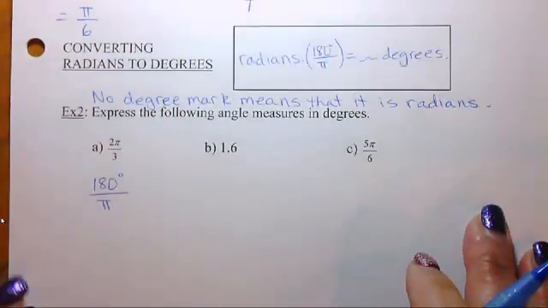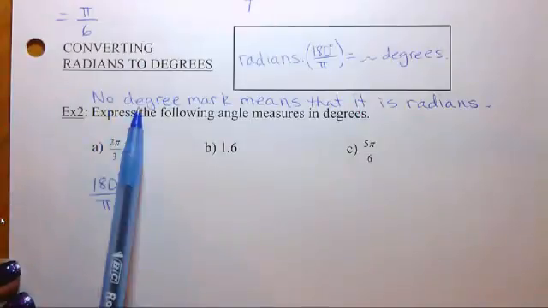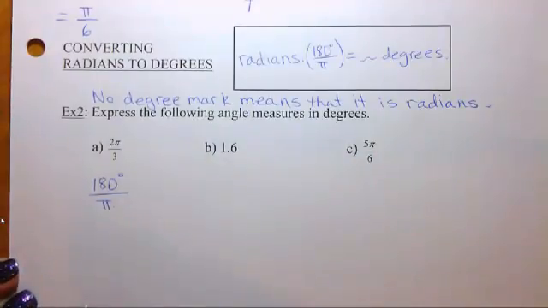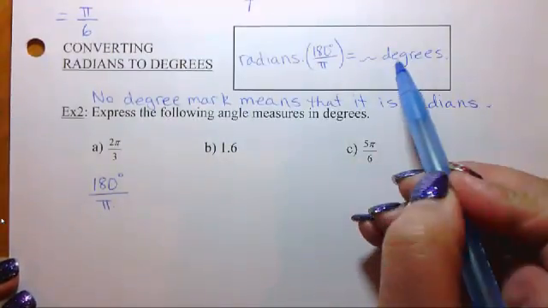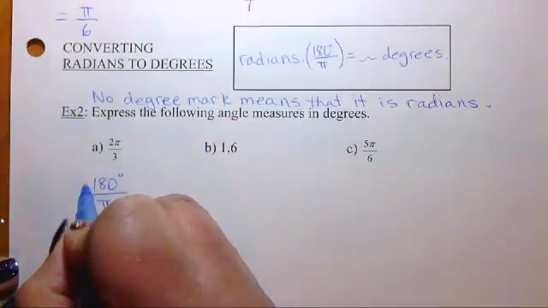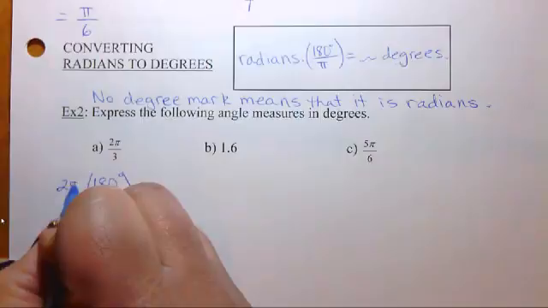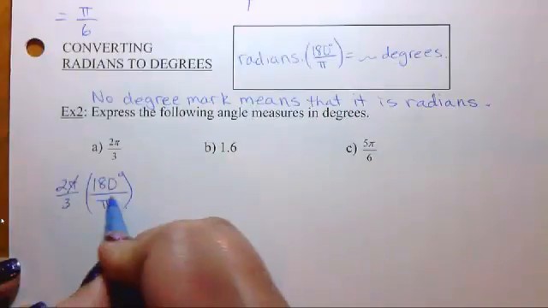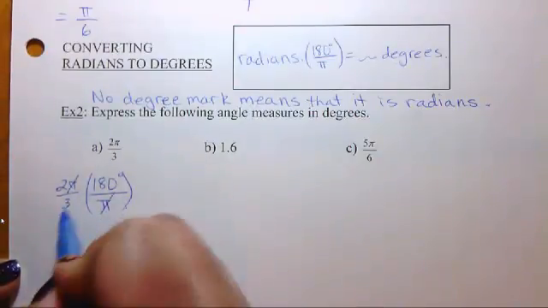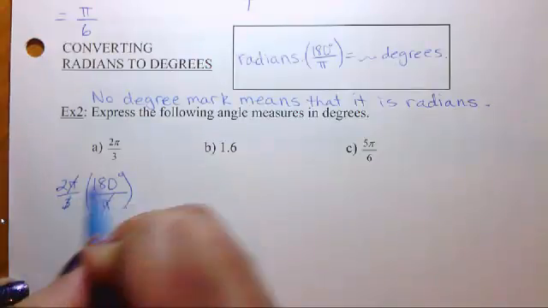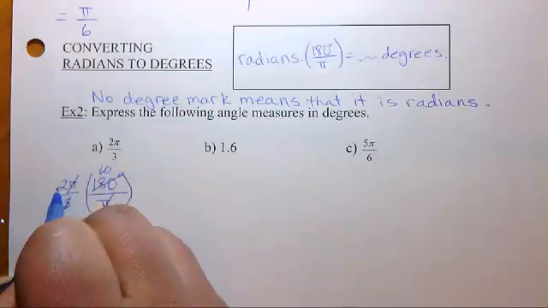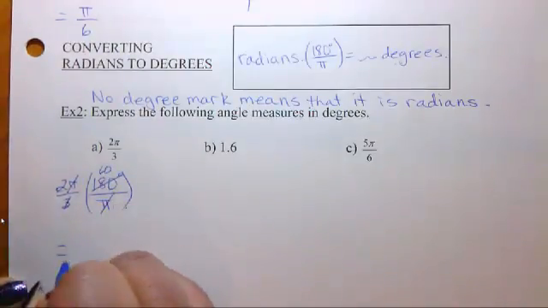Converting radians to degrees. Note when there isn't a degree mark on the number, so you see here there are no degrees, that means it's already in radians. Here we want to convert it to degrees. This is the ratio I'm going to use, and I'm going to take my 2 pi over 3 and multiply it with that. You've got a pi in the numerator and a pi in the denominator. That reduces, and you want to reduce out this 3 with this 180, and you end up with 60 here. Then we've got 2 times 60, which gives us 120, and that ends up in degrees.